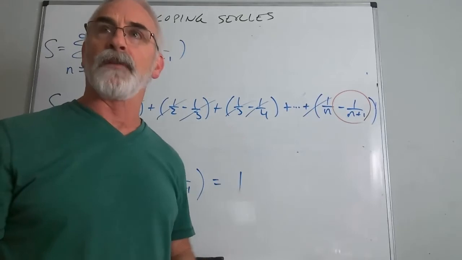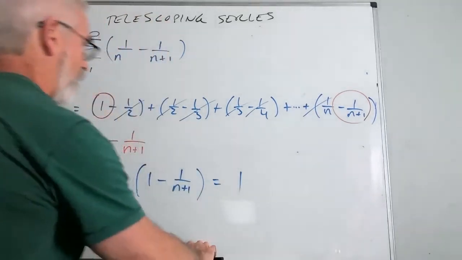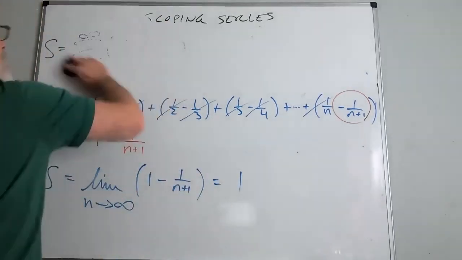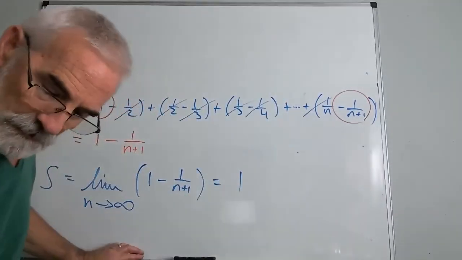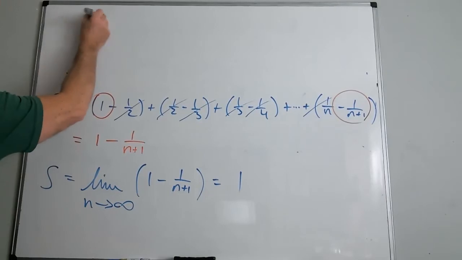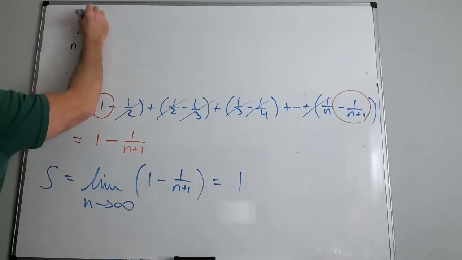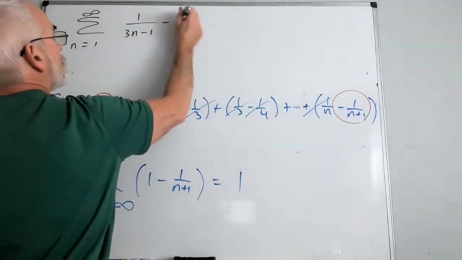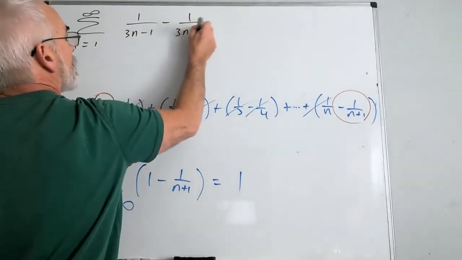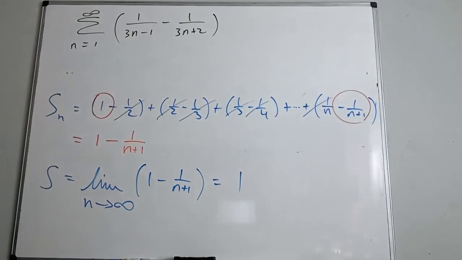But here's a really simple example. So telescoping series, they're pretty cool. The one that we just did in my discrete class looked like this. This is what they just did.